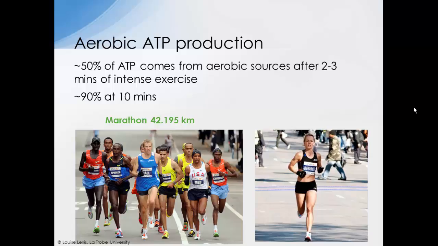important in various activities. Just as a general point, about 50% of the ATP comes from aerobic sources after 2 to 3 minutes of intense exercise. And by the time we get to 10 minutes, 90%.